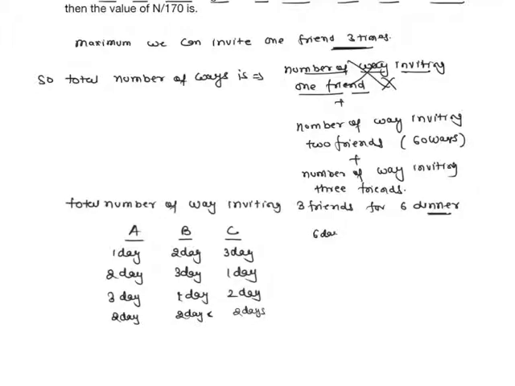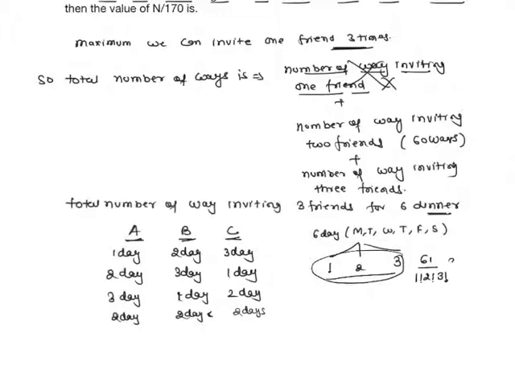Now 6 days: Monday, Tuesday, Wednesday, Thursday, Friday and Saturday. We have to divide into 3 groups, which is 1 day, 2 days and 3 days. So that can be done by 6 factorial divided by 1 factorial, 2 factorial and 3 factorial. Now these 3 groups we have to distribute to 3 friends A, B and C, that is 3 factorial ways. So this is 6 factorial divided by 2 factorial. So this is 6 into 5 into 4 into 3. So 6 into 5 is 30, into 4 into 3 is 12. So this is 360.